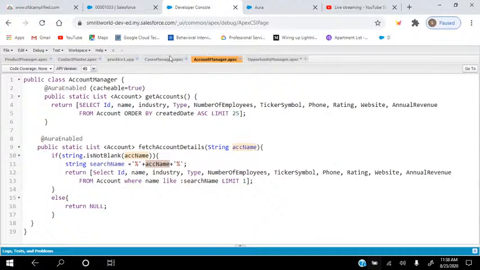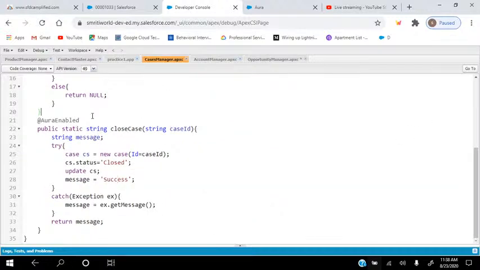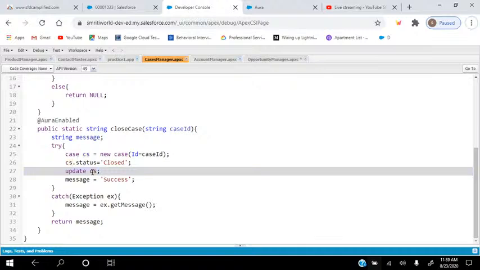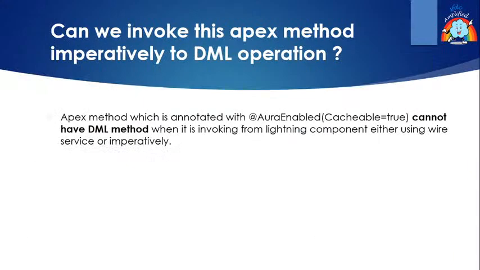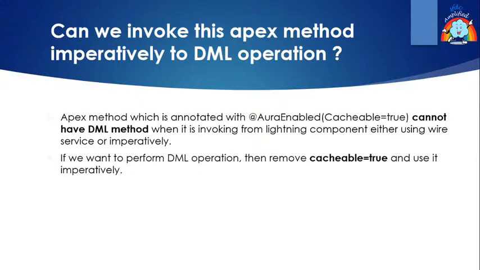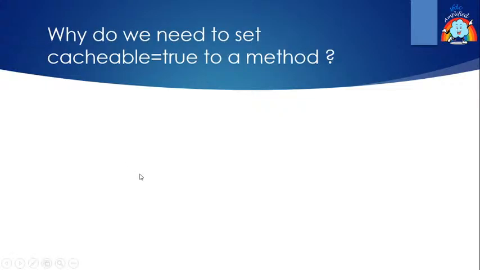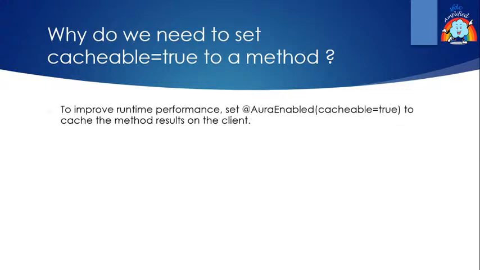So it's not something to memorize. You see here we don't have to put cacheable equal to true, because we are performing the DML operation. If we perform DML operation, remove cacheable equal to true and then use it. Then why do we need to set cacheable equal to true on a method? Basically, it improves the runtime performance.